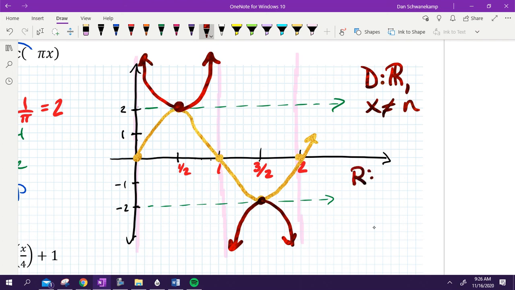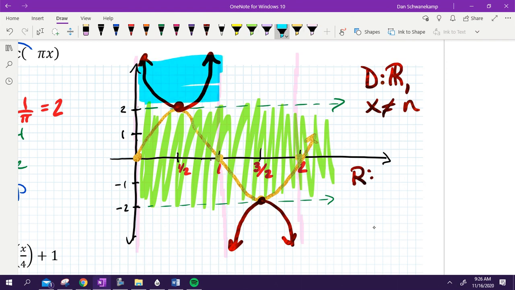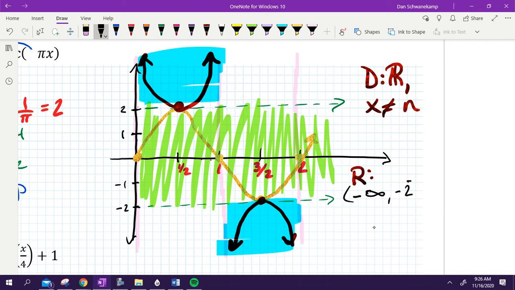Range. My graph lives outside of this middle. It doesn't live in the middle. This is the no man's land. It uses every other y value because the graph is up here and it's down here. Oh, that's so ugly. There's so many colors that are making that ugly. But the range, we're going from negative infinity until -2, and then from 2 to infinity.